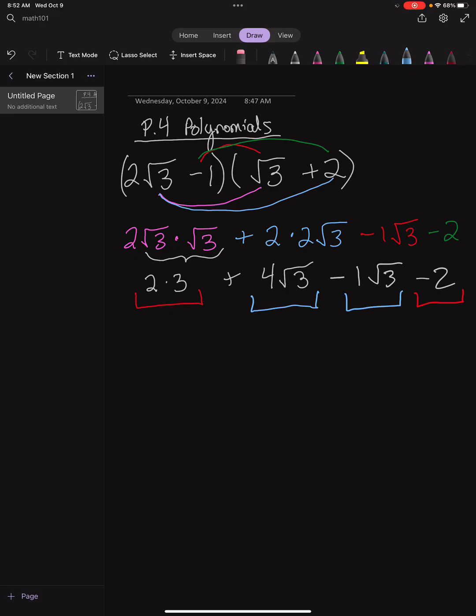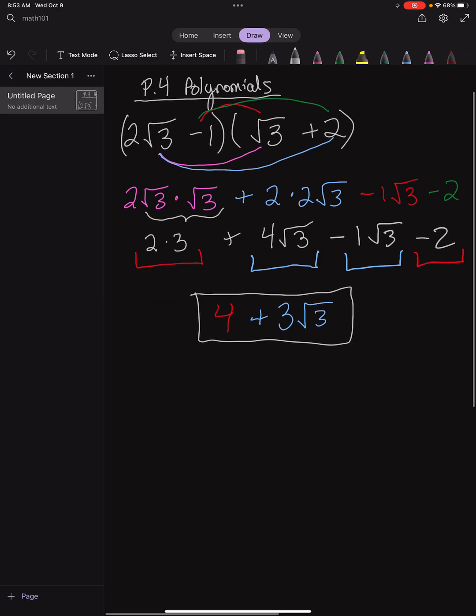So we're going to combine the rational and the irrational numbers. So 6 minus 2 is 4, and then 4 root 3 minus 1 root 3. We have 4 of something minus 1 of something, so we have 3 of that thing. So my final answer would just be this, 4 plus 3 root 3.